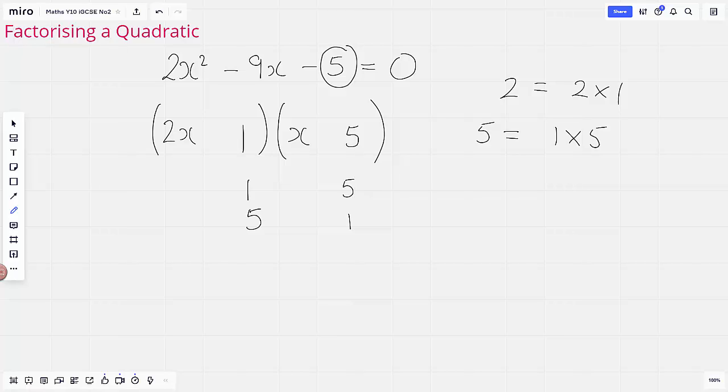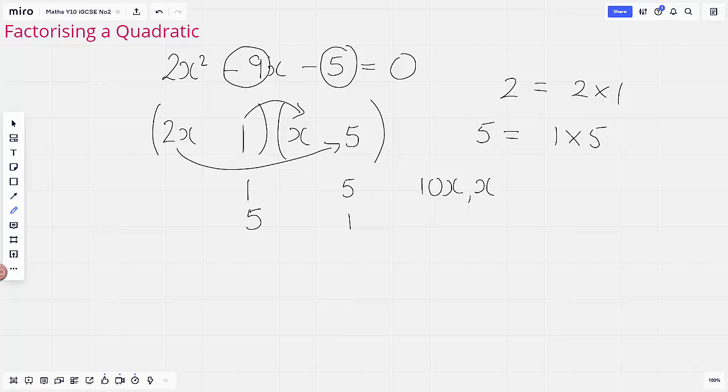Now what we're trying to do here is take care of this middle number. We need to generate minus 9x. So we'll take the 2x and multiply it by the 5, and we'll get a 10x, and the 1 times x, and we'll get another x.